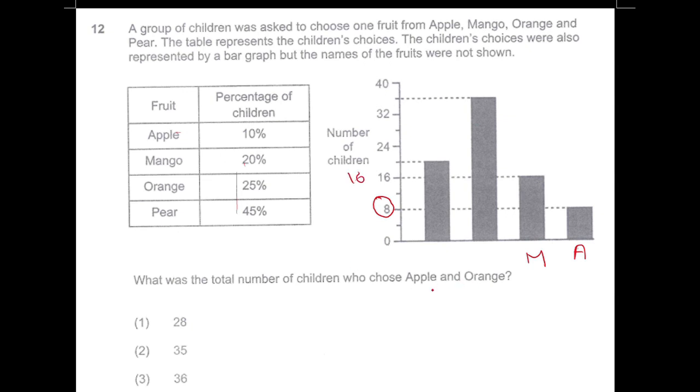But what you're interested in is, you already know apple, you want to find orange. And orange is 25%, somewhere here. So you need to find what this number is. If you know that mango 20% is 16, and 10% is 8, 5% will be 4. Which means that 25% is 20 plus 5, so 16 plus 4 will give you 20. So there are 20 students who choose orange. So total, you add these two up, it is 28. So this is the answer.